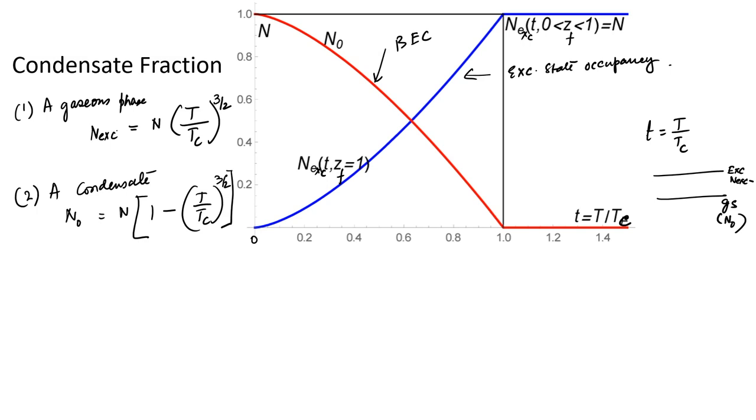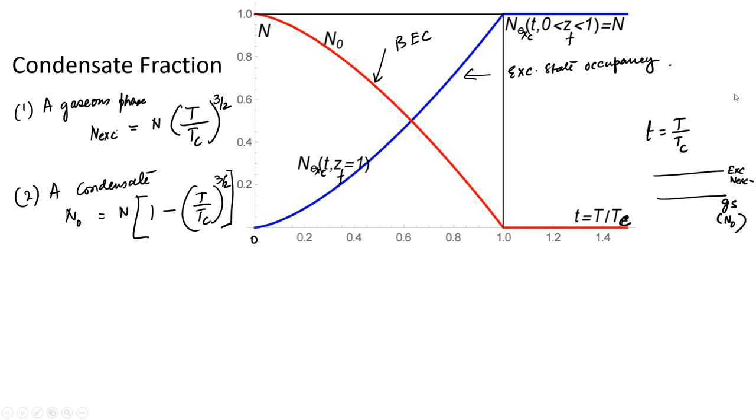And so, this is a sort of phenomenological model to understand what is happening below T equal to TC. Above T equal to TC it is very clear: all of them are allowed to occupy the excited states. There is no need for a macroscopic accumulation at the ground state, the lowest energy state, and all this N excited becomes equal to N.